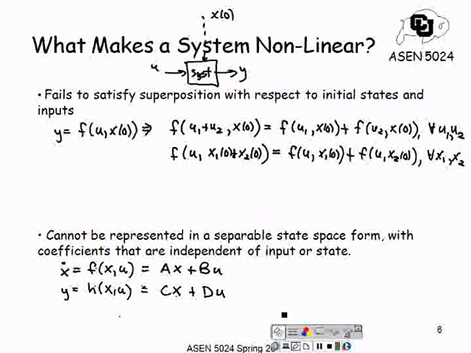So I can look at those models, these differential equations for my system, and I can see if I can write it this way or not. If I can't write it this way, I know the system is nonlinear. So it's often pretty easy, if I have differential equations, to look at the thing and decide if it's linear.